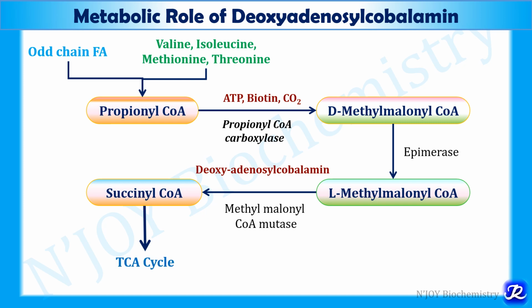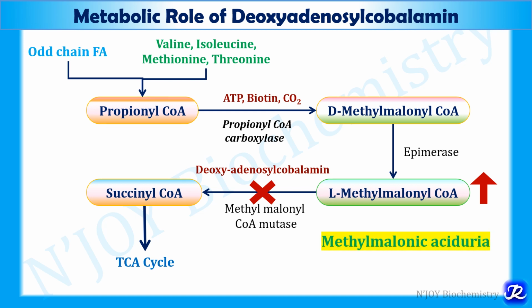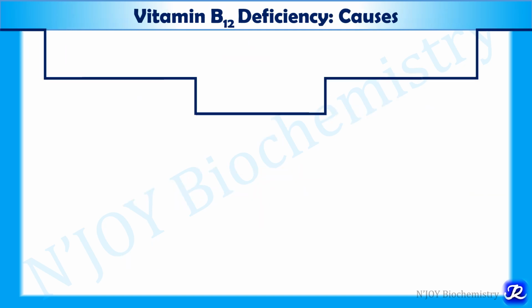Further, this succinyl CoA, as it is the intermediate of TCA cycle, will be utilized in the TCA cycle. Now, if there is deficiency of vitamin B12, then there will not be formation of succinyl CoA. So the level of methylmalonyl CoA in the blood is increased and further it is excreted through urine, and there will be the condition called as methylmalonic aciduria, that is excretion of methylmalonic acid in the urine. We have seen the metabolic role of vitamin B12. Now we'll see the causes of vitamin B12 deficiency.